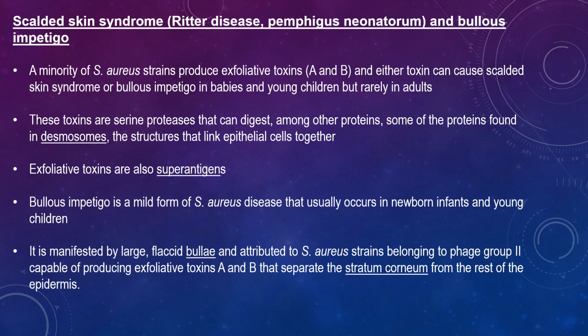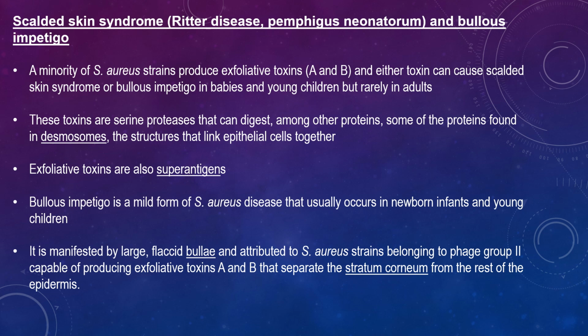For example, the desmosomal protein called desmoglein is digested between the cells of the stratum granulosum of the epidermis. The process often resolves as a result of the formation of protective neutralizing antibodies. Exfoliative toxins are also superantigens. Bullous impetigo is a mild form of S. aureus disease that usually occurs in newborn infants and young children.